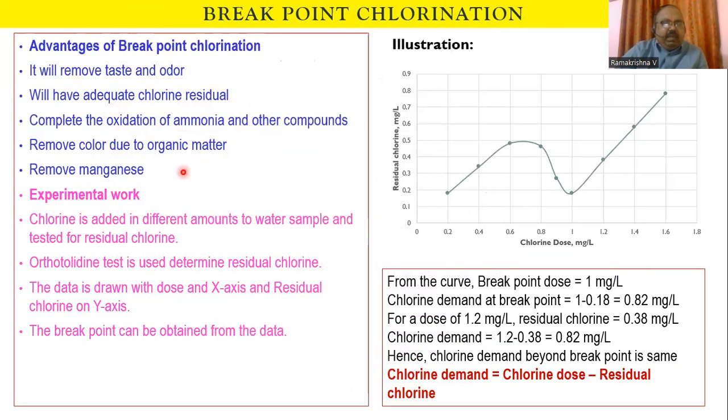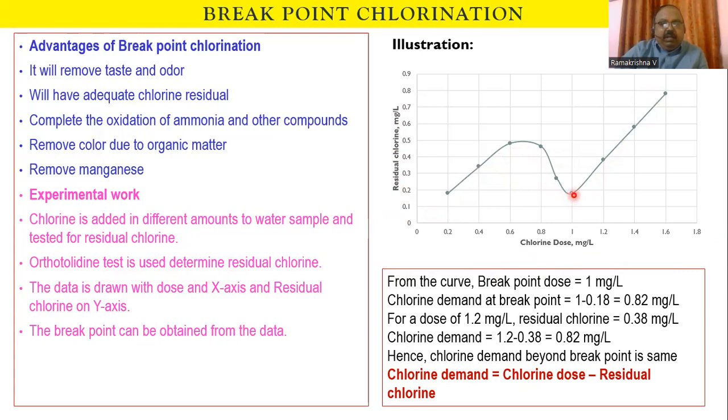And how is it obtained? In the experimental work, chlorine is added in different amounts to water samples and tested for residual chlorine. Orthotoluene test is used to determine the residual chlorine in the laboratory. And you can see here the graph is drawn between chlorine dose on the x-axis and residual chlorine on the y-axis. And you are going to get a trend, what we discussed just now.